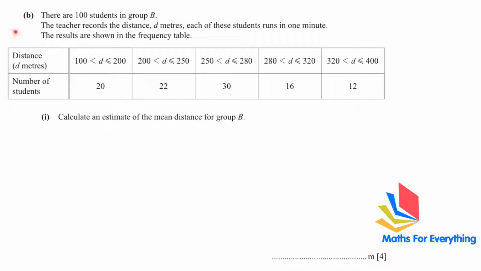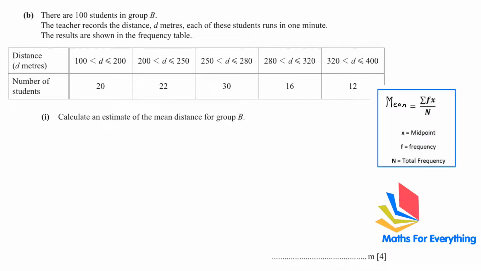Moving on to part B. There are 100 students in group B. The teacher records the distance d meters. Each of these students runs in 1 minute. The results are shown in the frequency table, and we have to calculate an estimate of the mean distance for group B. To find the mean distance, we need to use a formula for grouped data.